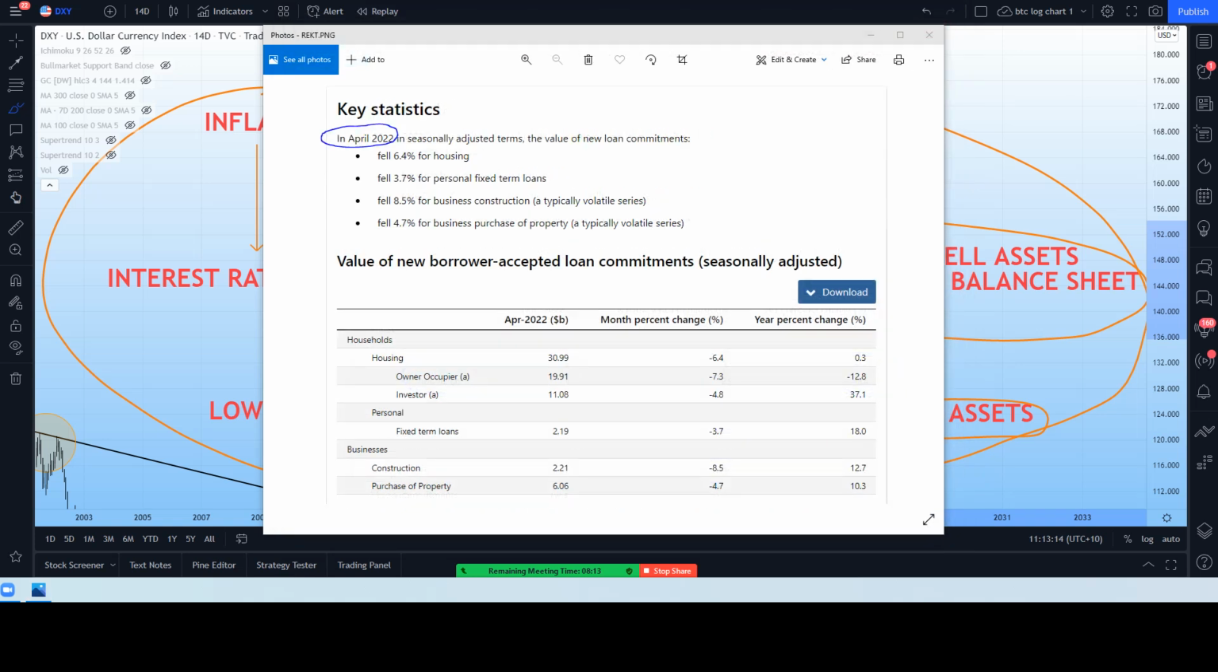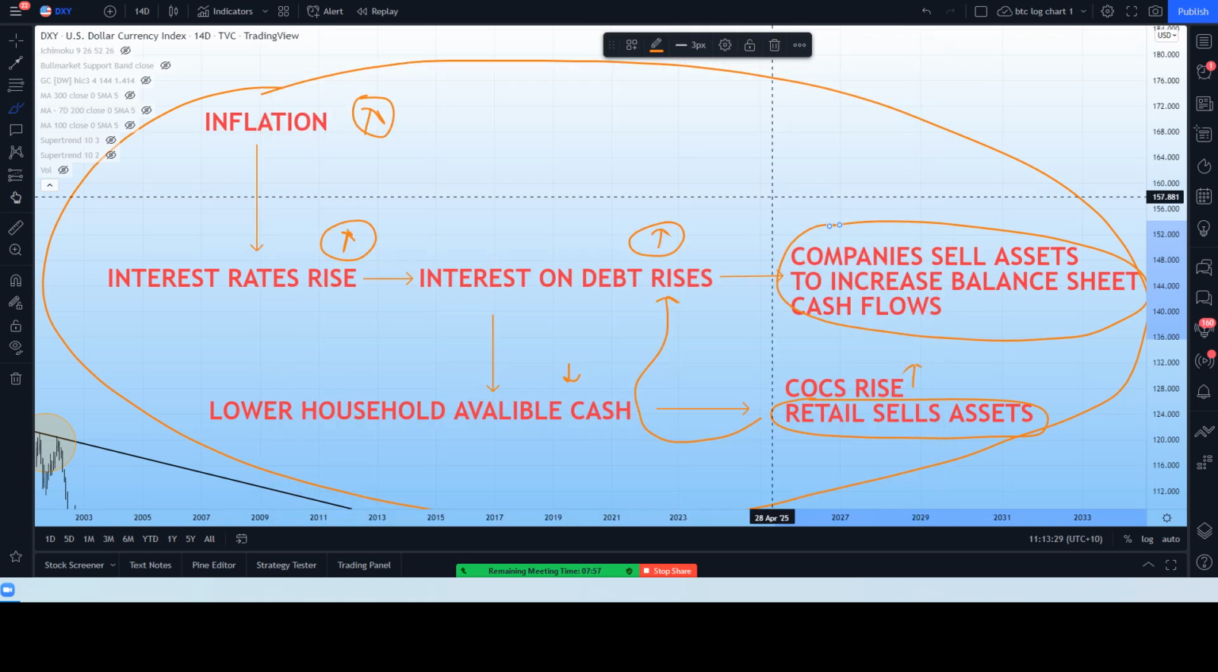Fast forward to this month, we can see a negative 12.8% year on year change and a 7.3% drop in owner occupier and a 4.8% drop in investors. The housing market is down 6.4%. And like I said already, the housing market will fall. And this is just another example of the money flowing out of assets and into cash.